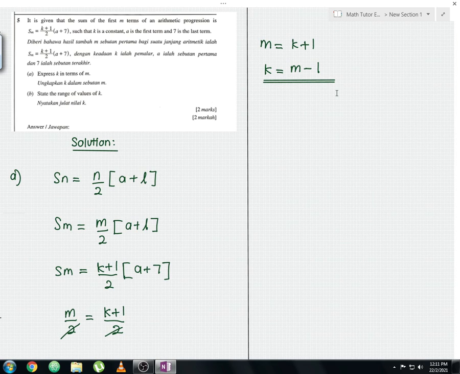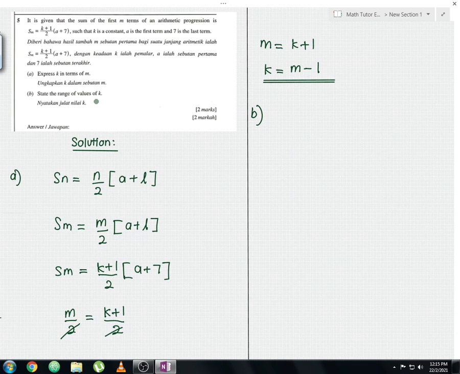So let me proceed to part B now, where they ask us to state the range of values of k. In order to find the range of values of k, you need to understand the concept of progressions. In progressions, you always come up with positive integers. The minimum value that you can come up with in a progression is the first term. There will always be a t1, t2, t3, that is for the number of terms, whereas when you want to find the sum of terms, it will always start with s1, s2, s3 and so on.